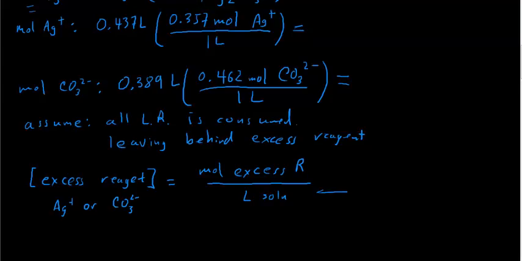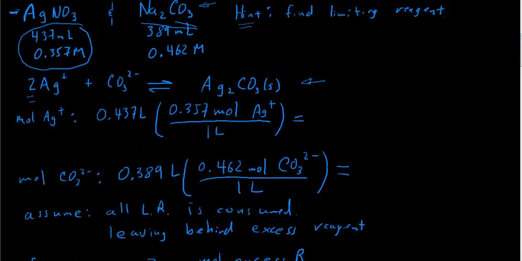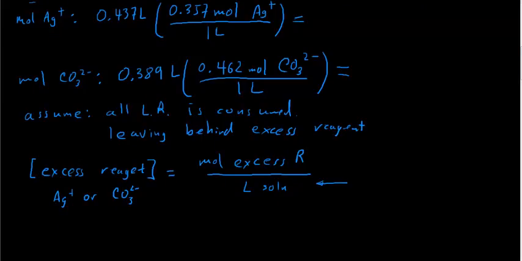So if we think about it, for the total liters of the solution, we have mixed these two volumes together, so we've now got a bigger volume, right? So we've mixed 437 milliliters of this solution with 389 milliliters of that solution. So we're going to have to add those two up. So 0.437 liters plus 0.389 liters, in my case, will give us the total liters of solution.